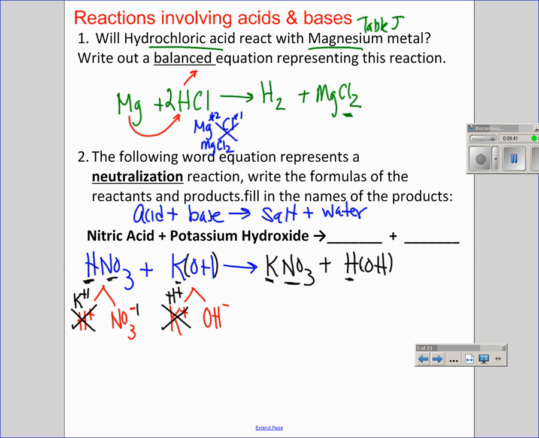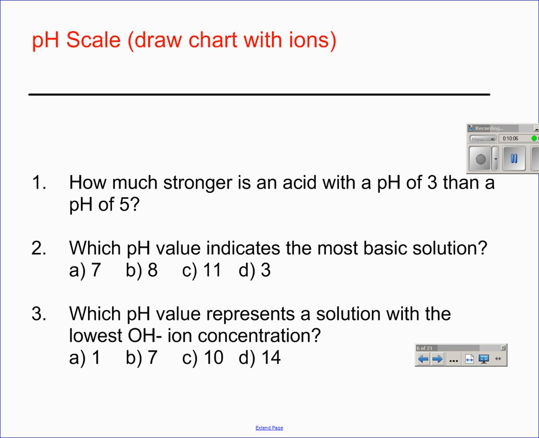What are the names of these products? Well, KNO3 is potassium, and then if you look up on Table E, nitrate, plus water. And that's what we said. Acid plus base yields a salt, which is an ionic compound, and water. Good. Okay, now the pH scale.